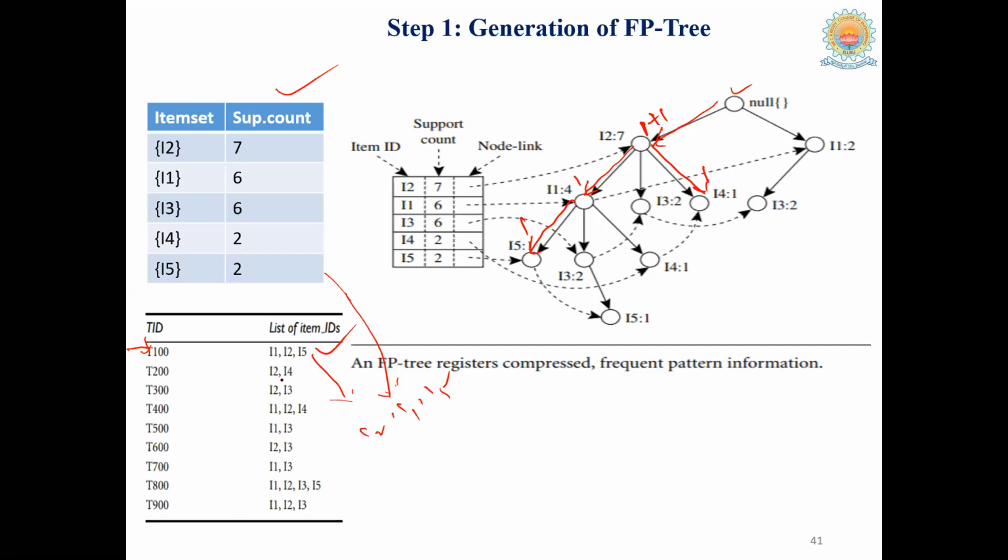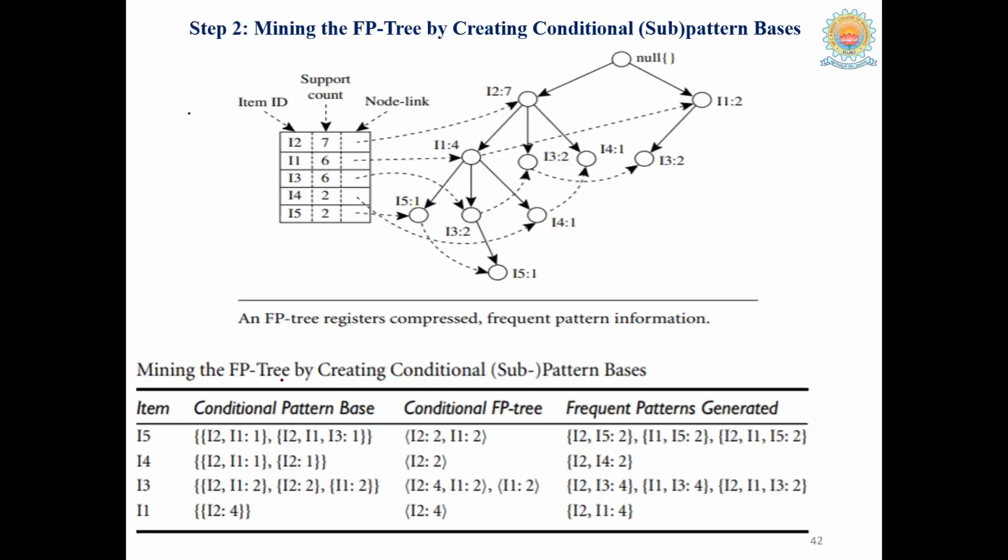Which resulted in an FP tree. So here is the FP tree resulted from the above process, and from that we need to generate the conditional pattern base. How to generate that? First we need to write from the bottom to top.